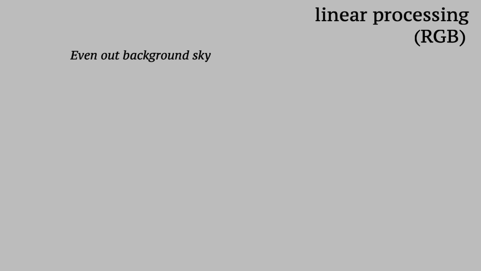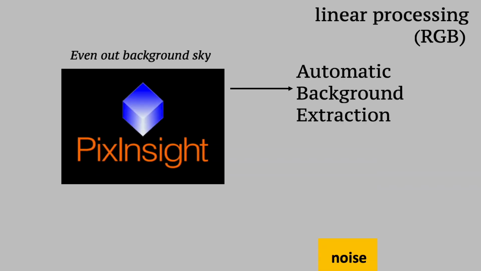Next step is we're going to even out the background sky. If this sounds familiar, it's because we did this with processing the lumen, and we're going to use the same tool. We're going to use Pixinsight's automatic background extraction to even out the background sky so that the noise in the background sky is pretty much the same everywhere, so we don't have to deal with separate sections.